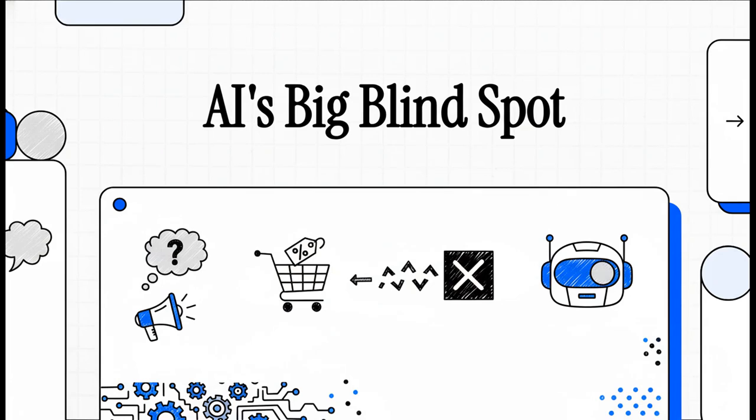Have you ever tried to get a simple answer from a company's AI chatbot and just felt like you were talking to a wall? Yeah, you're definitely not alone. It's a super common frustration, and it points to this massive blind spot in a lot of AI systems. So let's get into why that happens and, way more importantly, how we can actually fix it.